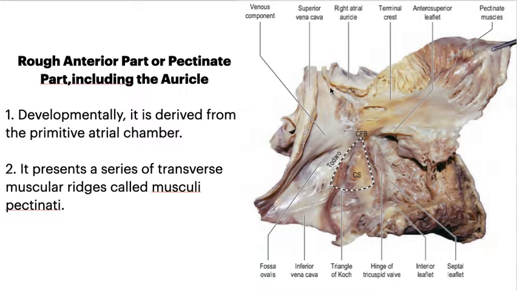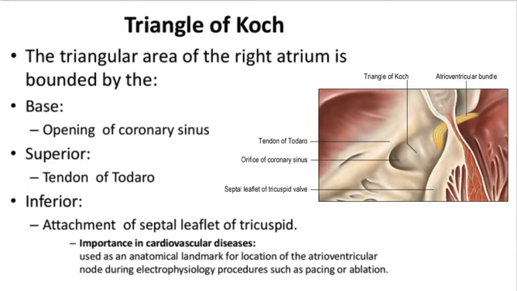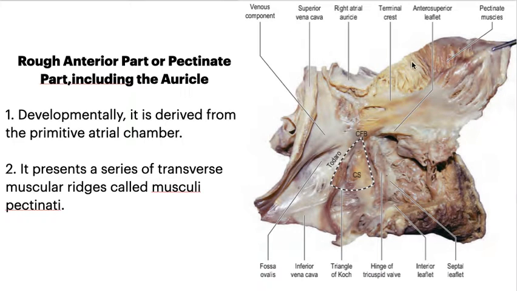So this was the smooth posterior part, and this is the rough anterior part, or the pectinate part, including the auricle. Developmentally derived from the primitive atrial chamber. It presents a series of transverse muscular ridges called the musculi pectinati over here. Because of the presence of these transverse muscular ridges, this is also called the rough anterior part.